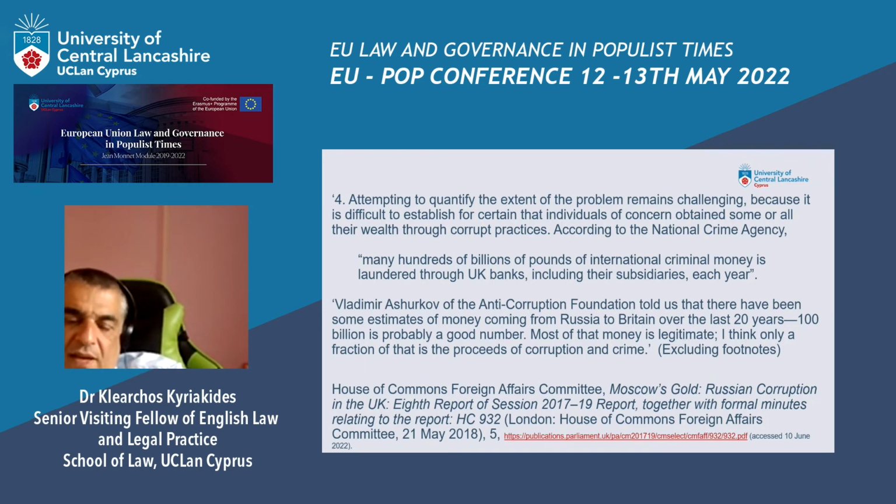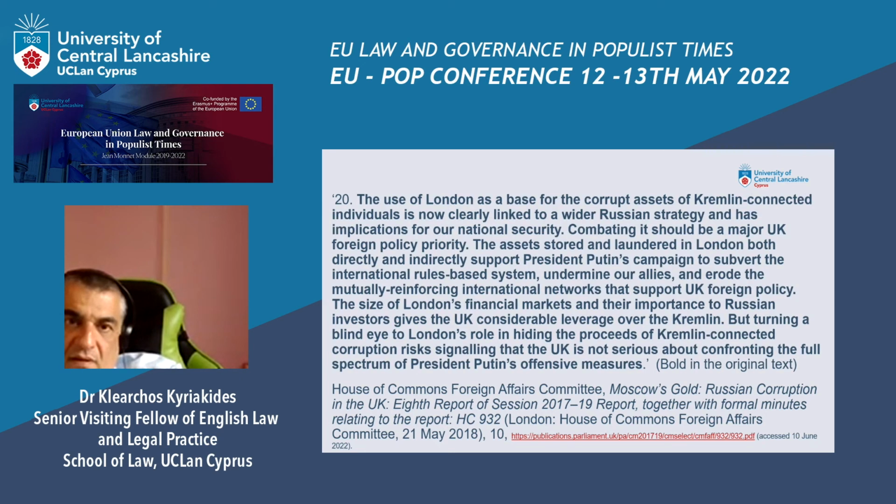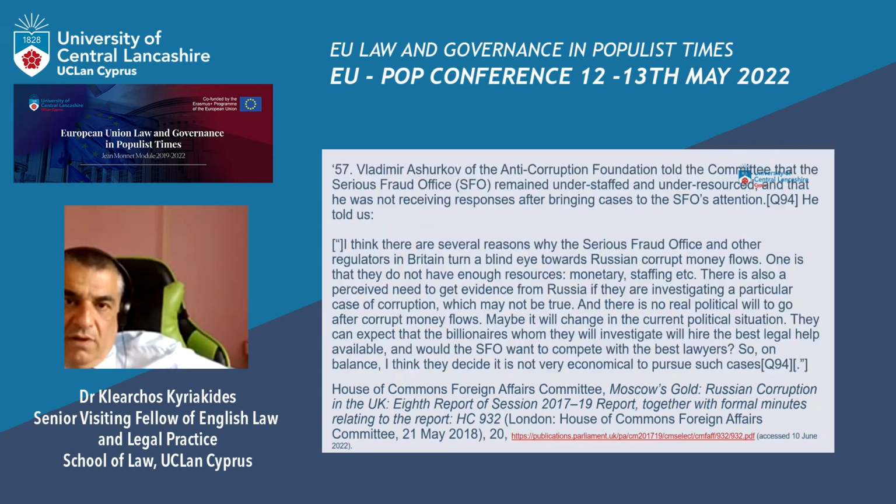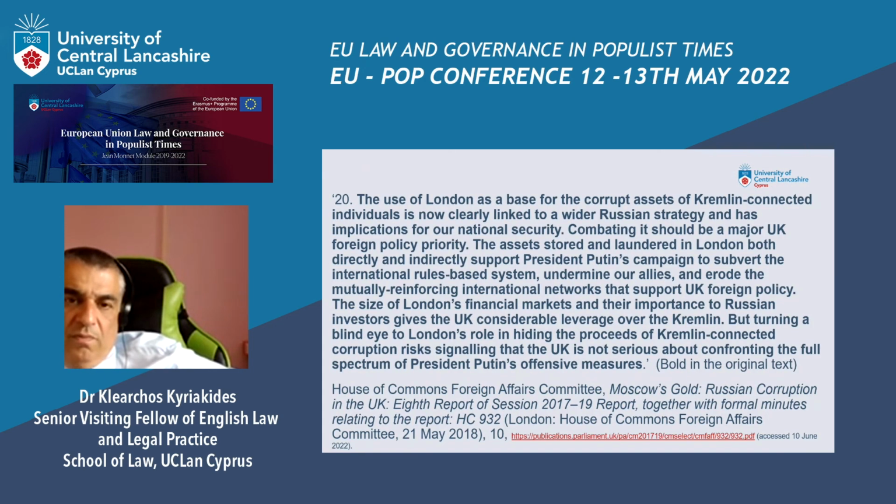Andreas, if I just pick up on that, let me just go to this. Here we go. There's two features of the report that interlink with our discussion. The first is here, and this was written in bold in the original text. The use of London as a base for the corrupt assets of Kremlin-connected individuals is now clearly linked to a wider Russian strategy and has implications for our national security.